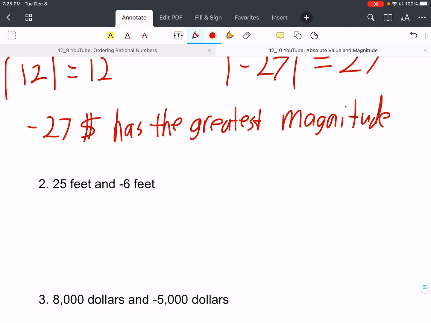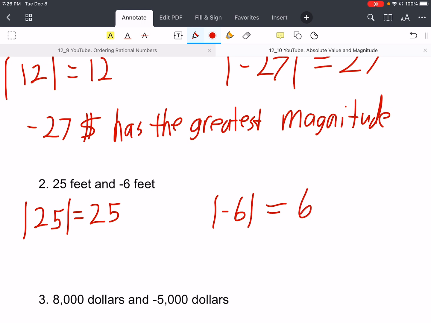Okay, question 2. Well, we're going to write the absolute value of 25 and the absolute value of negative 6. We know the absolute value of 25 is positive 25, and the absolute value of negative 6 is 6, because both of them have positive values. We can see that 25 is greater than 6, so 25 feet, the one in our original equation, has the greatest magnitude.